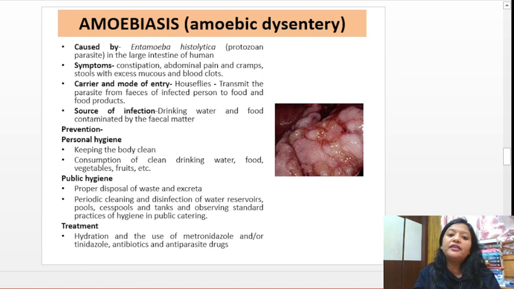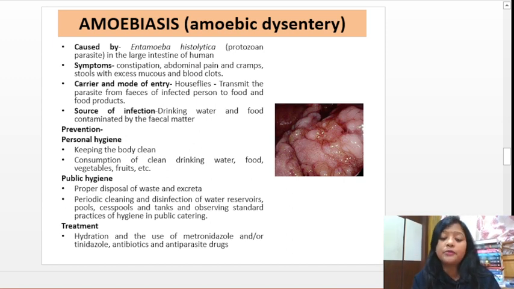So how will you prevent it? Again the same thing, personal hygiene and public hygiene. How will you maintain it? Keep your body clean, drink clean water, and have hygienic food. Wash vegetables and food before you consume them. When you go out in public, try to dispose of waste and excreta properly. Also, disinfect and clean water reservoirs. So follow the standard practices of cleaning and a hygienic way of living.